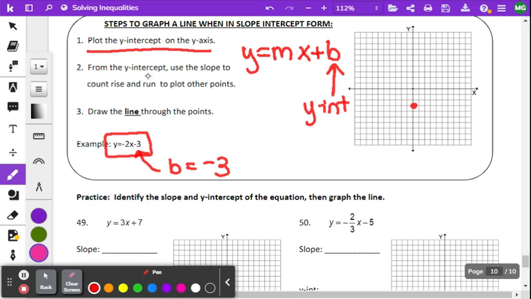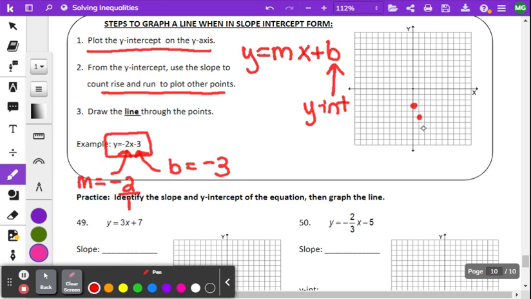Step number 2, from the y-intercept, we use the slope to count the rise and run. So you should remember that the slope is the number in front of the x, right? The coefficient of the x. So we have a slope of negative 2. Now we need to make that into a fraction, so we're going to put it over 1. What that tells us to do is from this y-intercept, go down 2 units and go over to the right 1. In other words, our rise was negative 2, our run was 1.